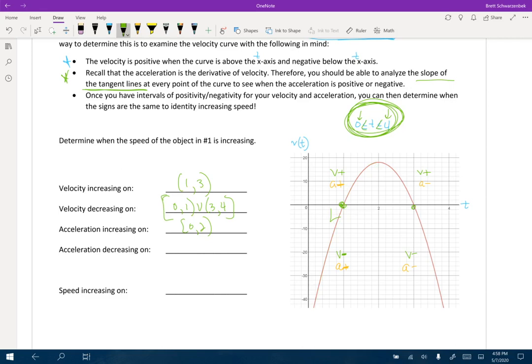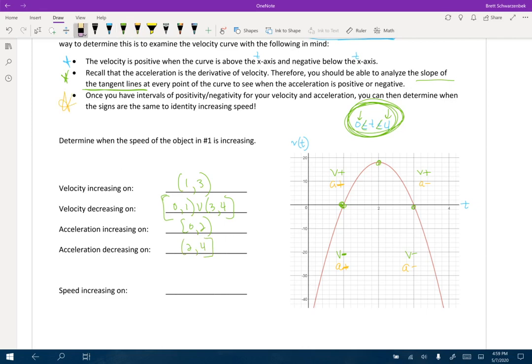0 is the velocity, not the acceleration, so be careful with that. So what about when the acceleration is decreasing? Well, that is occurring anywhere from 2 all the way to the right, which is from 2 to 4. Okay, so these are our intervals for increasing accelerations and velocities. So let's go to our last important concept.